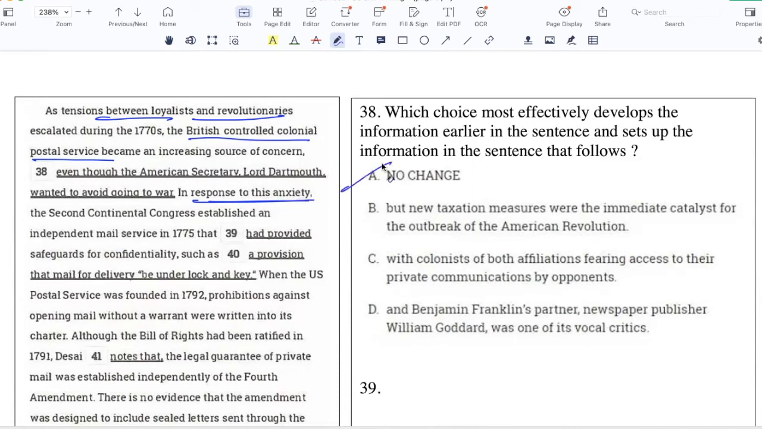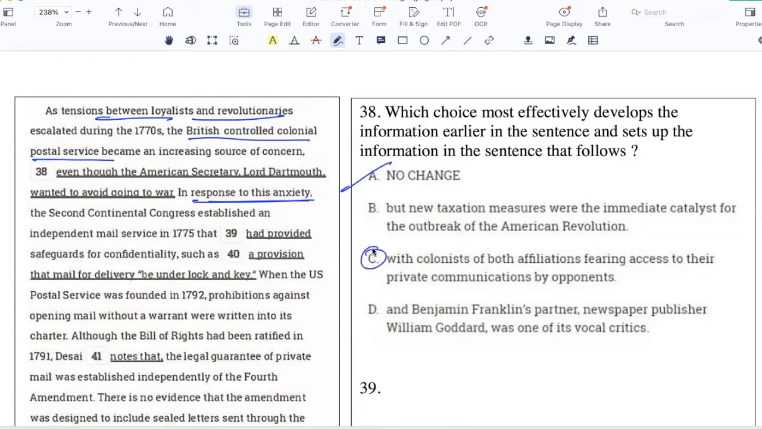So it's not A. But new taxation measures were the immediate catalyst for the outbreak of the American Revolution, with colonists of both affiliations fearing access to their private communications by opponents. And Benjamin Franklin's partner, newspaper publisher William Goddard, was one of its vocal critics.